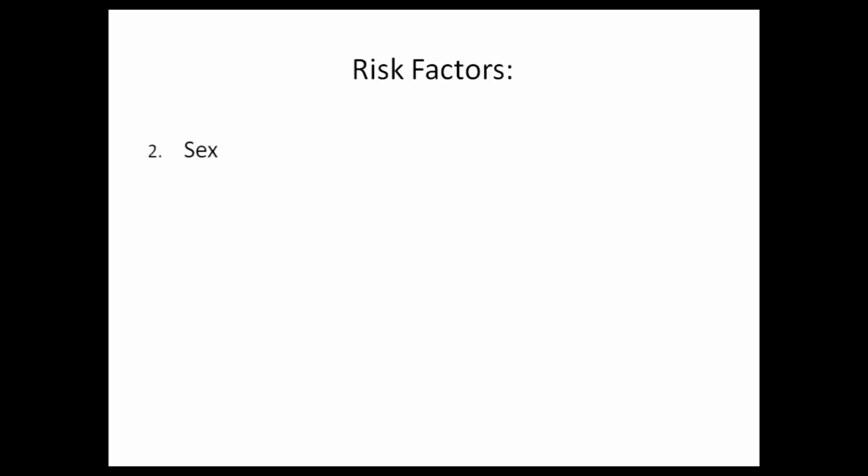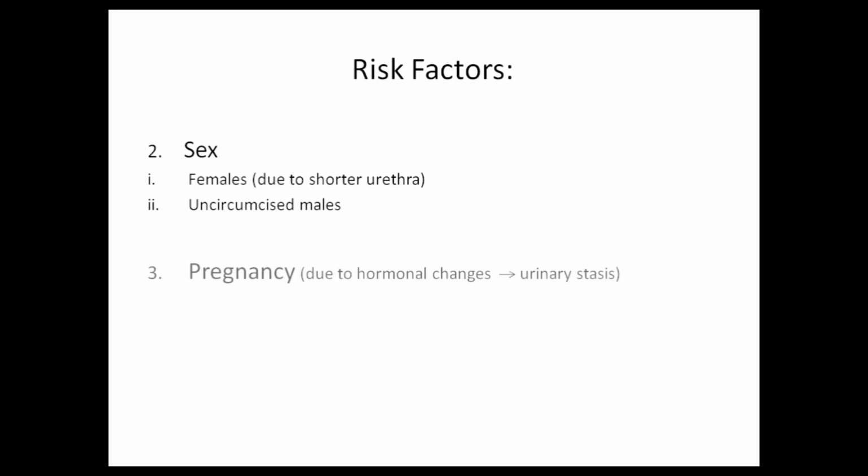By sex we mean females mostly, because females have a shorter urethra which provides a short ascent to the urinary tract, to the kidneys, to the bladder, to the ureters. Thus females are mostly prone to urinary tract infections. Secondly, uncircumcised males also come in the category. It's also one of the risk factors for UTI.